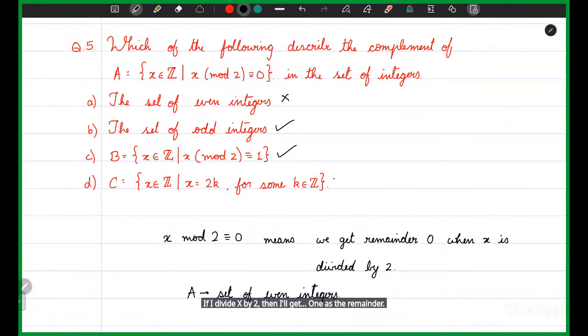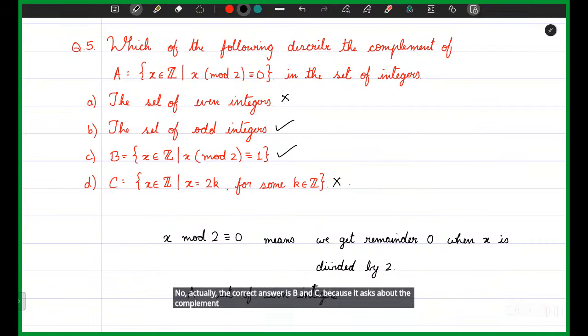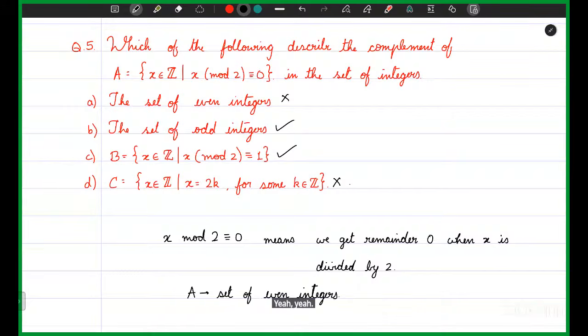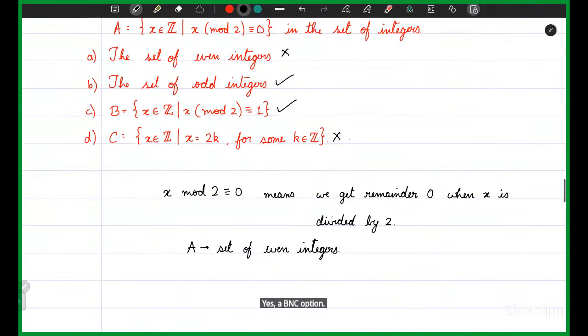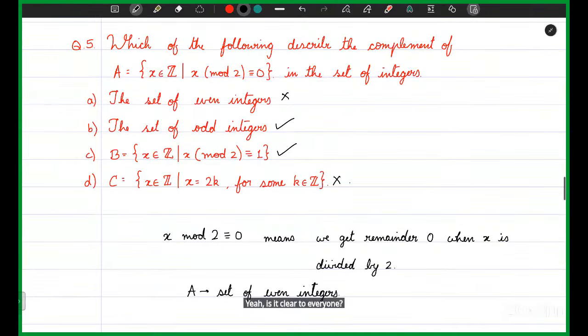then I'll get 1 as the remainder. Sorry, is it opposite to the correct answer, right? No, actually the correct answers are B and C, because it asks about the complement. So yes, it's right, B and C directly, not opposite. Not the set B and C, but the options B and C are correct. Yes, sir, B and C options. Is that clear to everyone? Yes, sir.